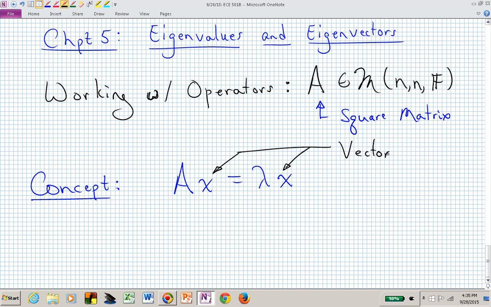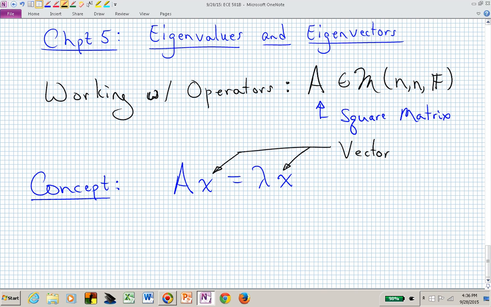The operator A is now represented by a matrix A. This matrix A takes as its domain some vector, let's say it's n-dimensional. That's where the little n comes from. And it's mapping that into a codomain, which is another n-dimensional vector. So the matrix A is an n by n matrix in the field F.